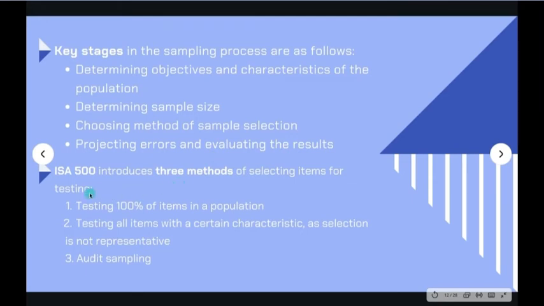ISA 500 introduces three methods of selecting items for testing. First of all is testing 100% of items in a population. Second one is testing all items with a certain characteristic, as selection is not representative. And the third one is audit sampling.